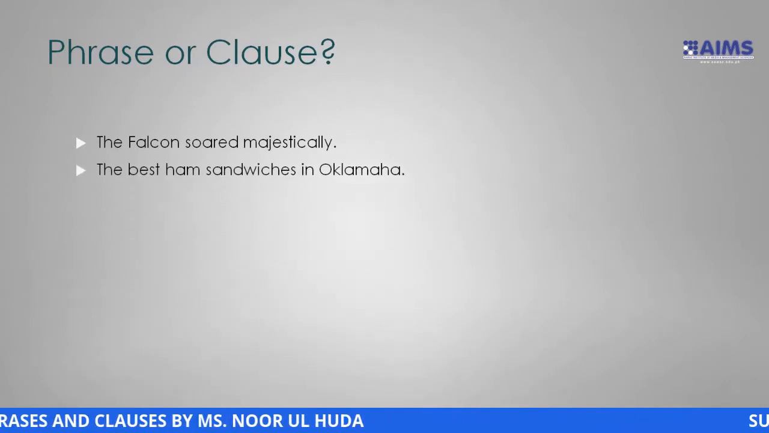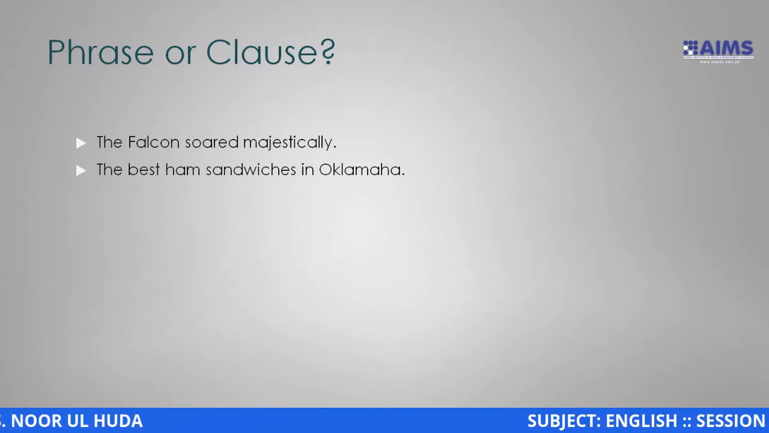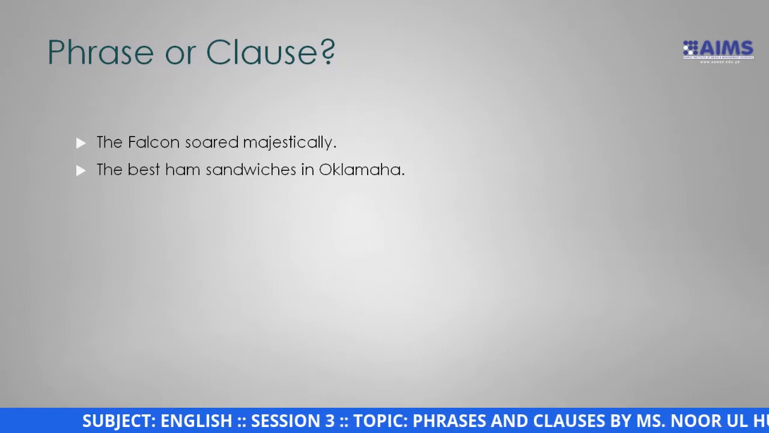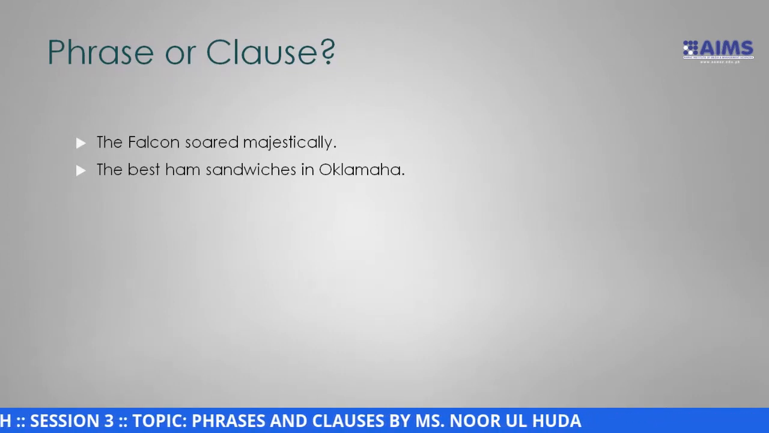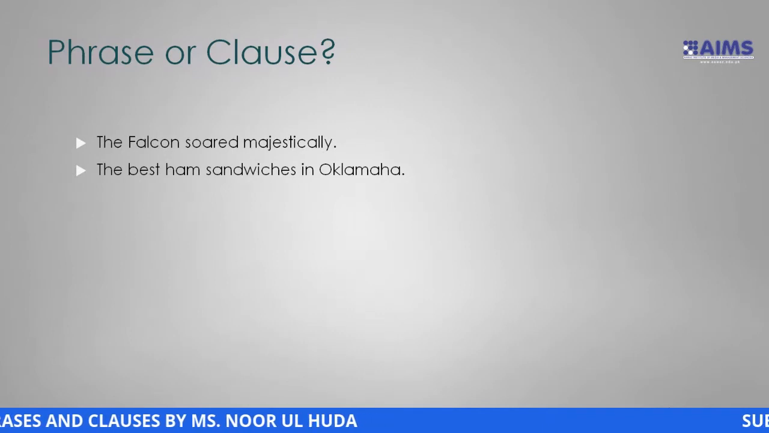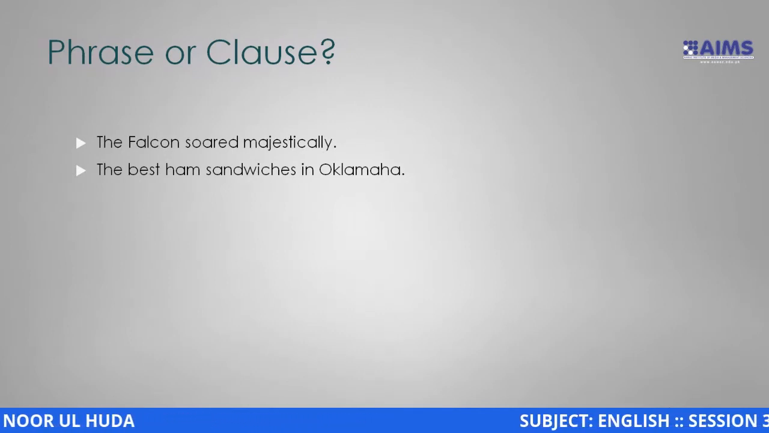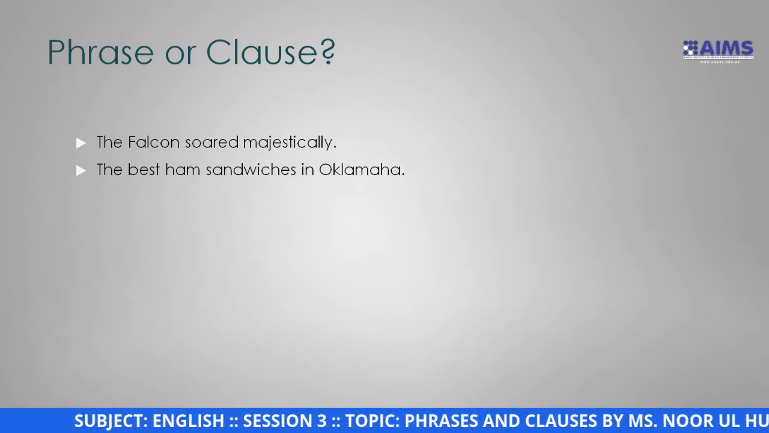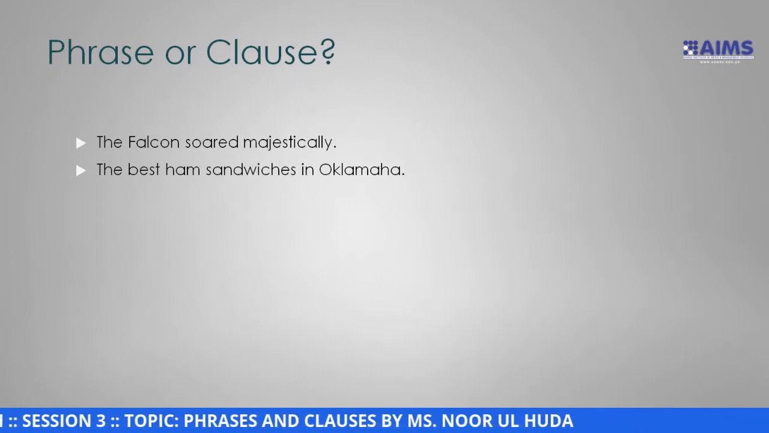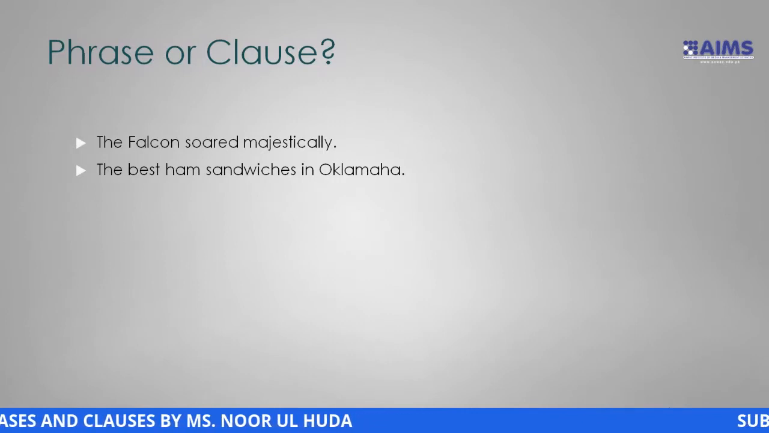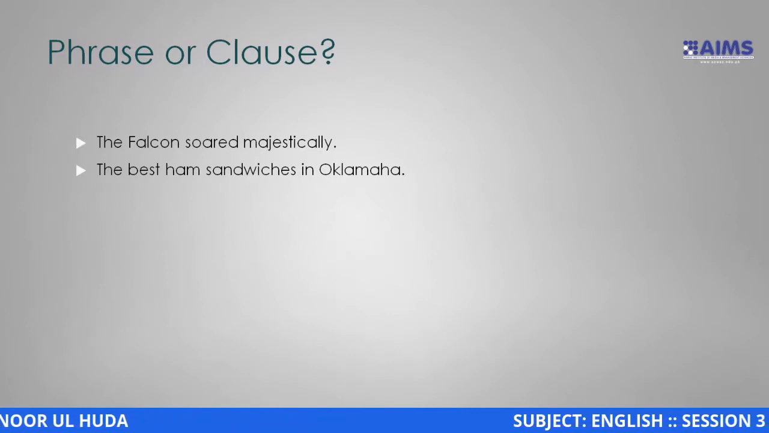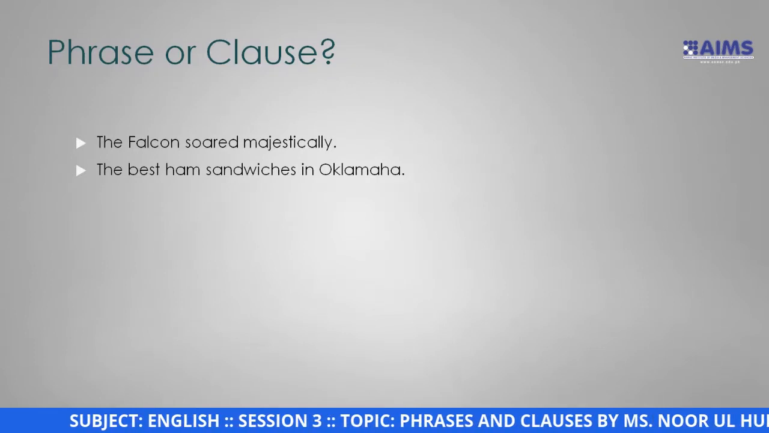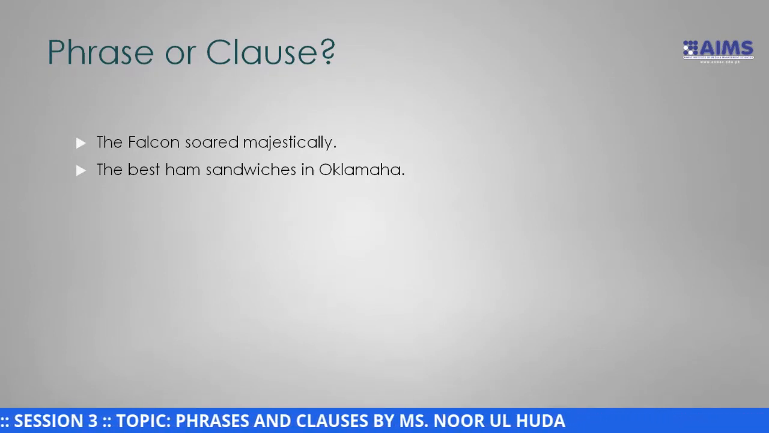All right. Another example, the best ham sandwiches in Oklahoma. What does it mean? The best ham sandwiches is a noun, and in Oklahoma is a place. It is modifying the noun, but it does not have any verb here. If the sentence were, the best ham sandwiches in Oklahoma are very delicious, then it could be a sentence. Now here it is not a sentence, it is a phrase.